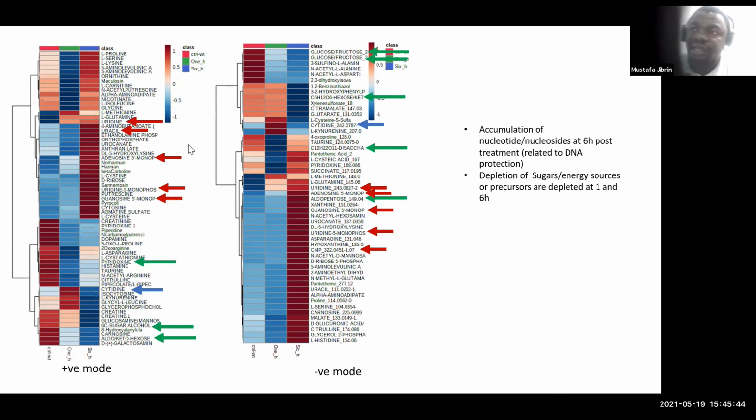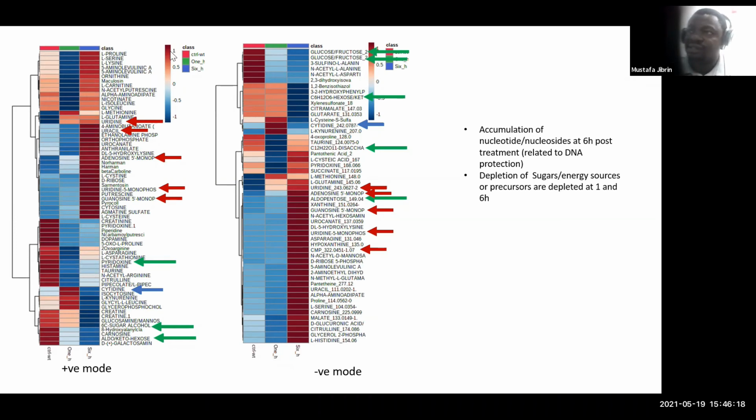But I want us to focus a little bit on the red arrows, for example. If you look at the red arrows here, you have uridine, uracil, adenosine 5-monophosphate, uridine 5-monophosphate, and guanosine 5-monophosphate. And the same thing here, uridine, in the negative ion mode. These are nucleotides and nucleosides, so they are DNA components. And for the most part, at 6 hours after treatment, there's an elevated level.